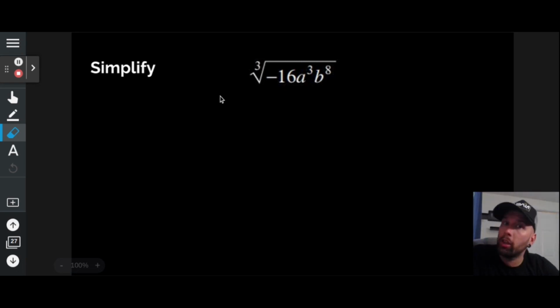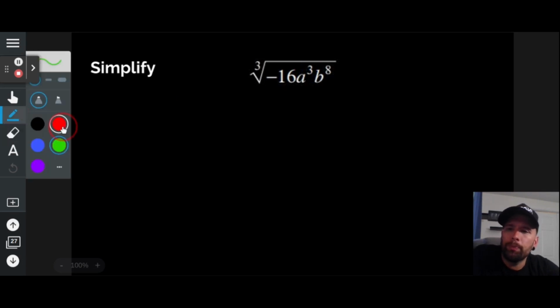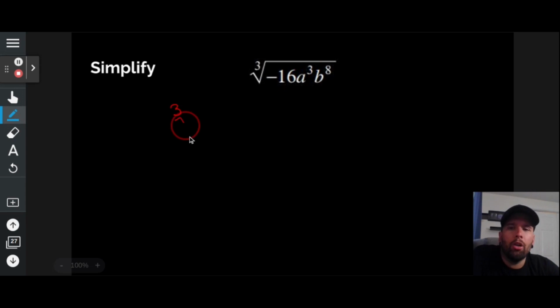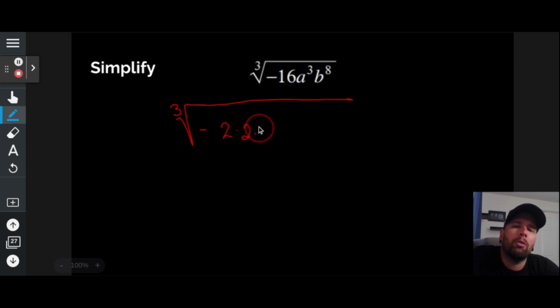All right, so, cube root. So cube root follows the rules a little bit differently. So let's cube root it. I don't need to make a factor tree for 16. I know, first off, negative. 16 I know is going to be 2 times 2 times 2 times 2. Who wants to be annoying? Me. A times A times A.